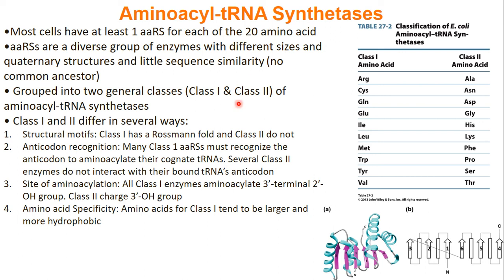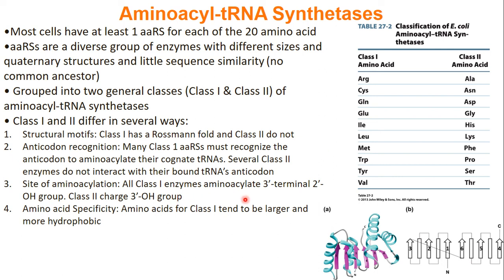Now we have two general classes of AARSs. We call them Class 1 and Class 2. And Class 1 and Class 2 have these differences. Class 1 has this called the Rossmann fold. Class 2 does not. Class 1 AARSs can recognize the anticodon of the tRNA. Class 2 enzymes generally do not interact with the anticodon.